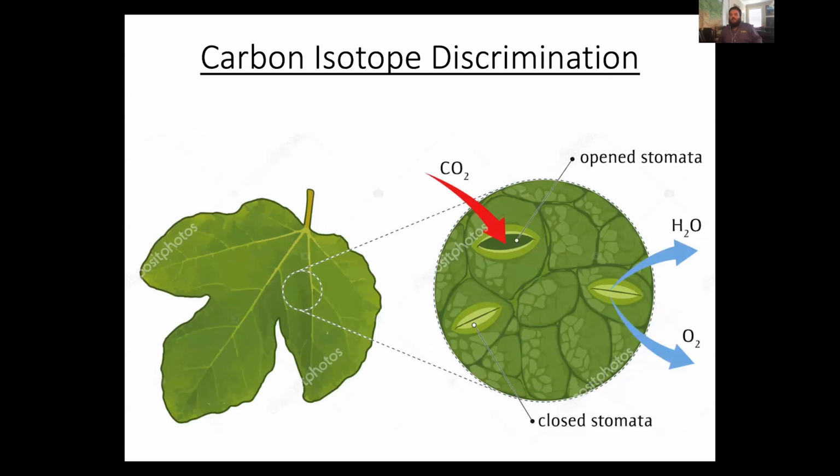We're going to talk about carbon isotopes today. What carbon isotopes reflect is something called stomatal conductance. The leaf on a tree has small openings in it called stomata, and they open for gas exchange. And when they're open, the tree can release water and oxygen.